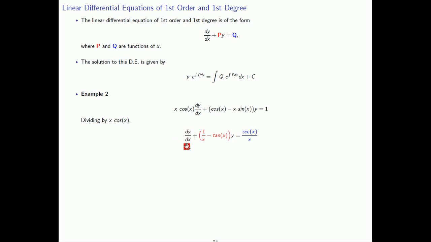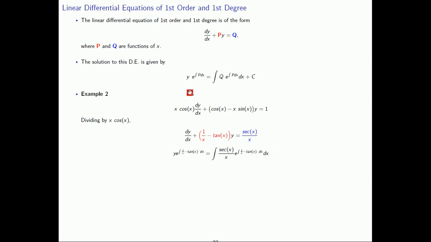We will get dy by dx plus, now this cos x when divided by x cos x will leave 1 upon x, minus x sin x when divided by x cos x will give us sin x upon cos x, which is tan x, and on the RHS it will be 1 upon x into cos x, so that 1 upon cos x will go in the numerator and become sec x. So now this has taken the standard form of the linear differential equation of first order and first degree, where p is 1 upon x minus tan x and q is sec x upon x.